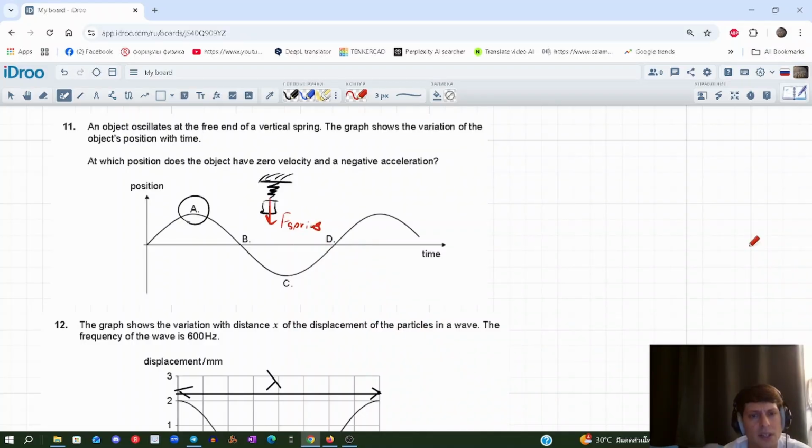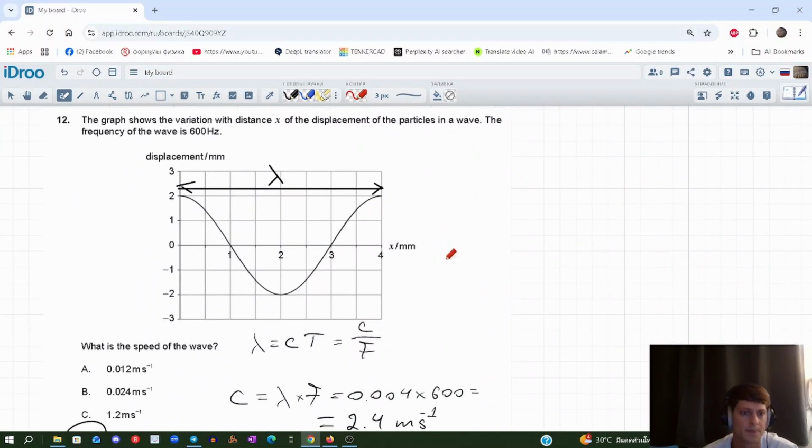F spring. So the acceleration is directed downwards. The net force is directed downwards, the acceleration is directed downwards. So the position axis is upwards, so the acceleration is negative. And of course here we have zero velocity, because this is the maximum amplitude, maximum displacement from equilibrium position point, right? So the velocity is zero there.